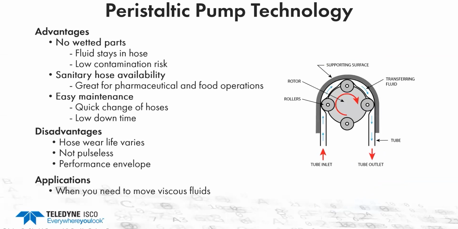Peristaltic pumps are great for low contamination risk, since there are no wetted parts and fluids always stay inside the tube. Once you complete your experiment, just change the tubing and you are good to go for the next round. But this type of pump will have the largest pulsation compared to all the other types of pumps.